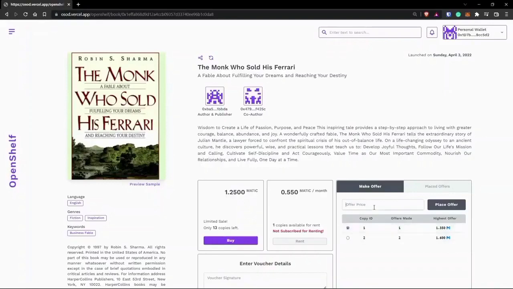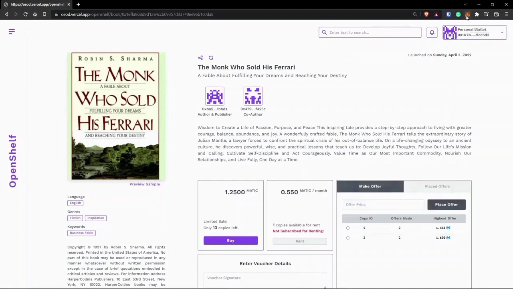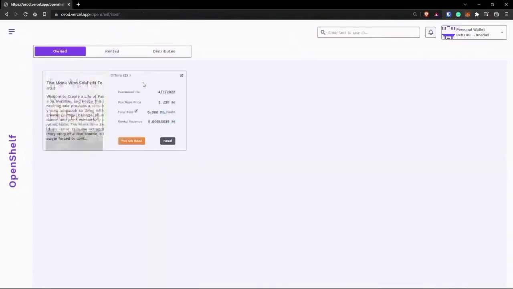Now another option that a user can use to buy a book from the market is to make offers on already sold books like this. So here the user can also delete the offer. Now let's see how the owner accepts the offer and transfers the book to the reader.